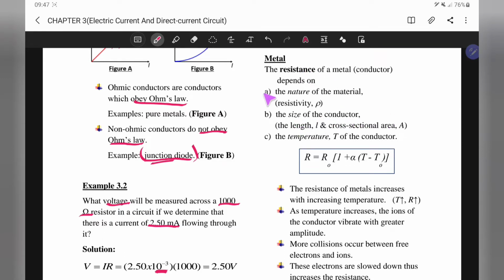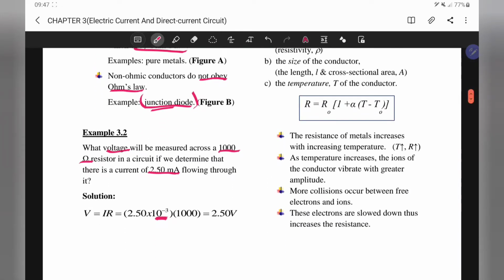Okay, and then resistance also depends on temperature. So by having different temperature, the resistance is also different. Based on this equation, R equals R naught (1 plus alpha delta T), where delta T equals T final minus T initial. This is the initial temperature, and this is our initial resistance at T naught. And this is the new temperature, so this is the new resistance at the new temperature, where alpha is just a constant.